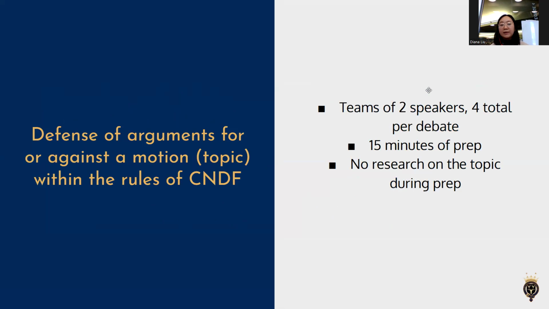So, a debate in CNDF is a defense of arguments for or against a motion. The motion is just another word for a topic that is given to you within a set of rules. Within CNDF, there are teams of 2 speakers.